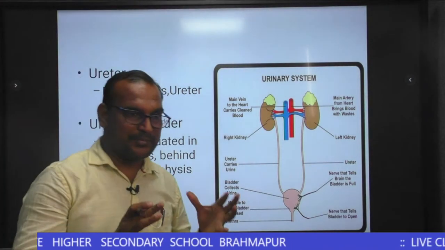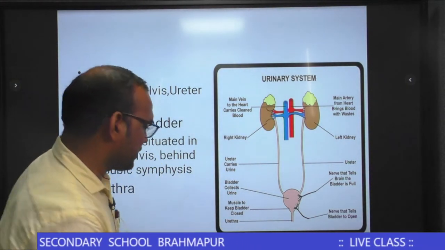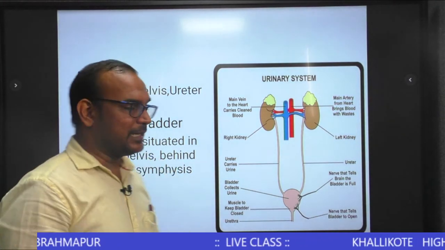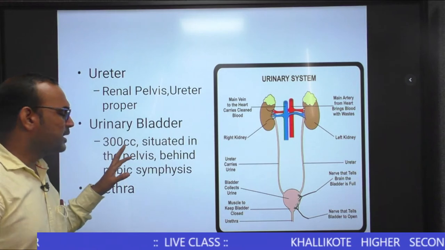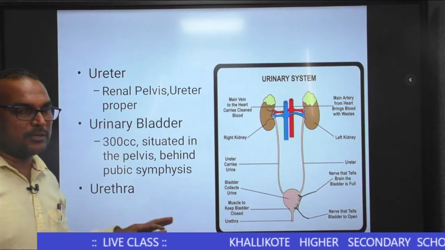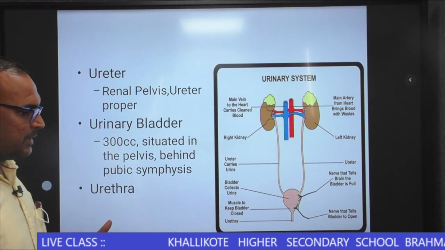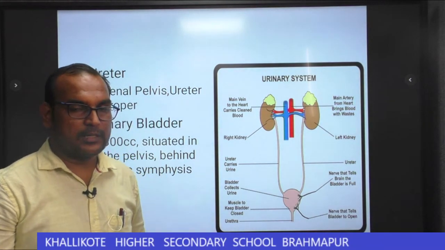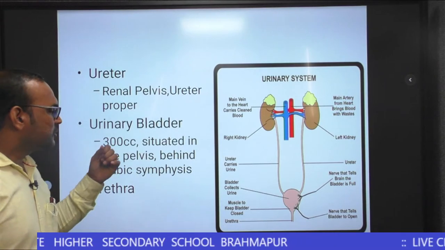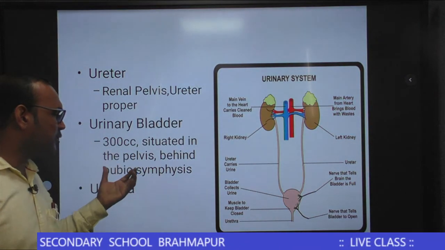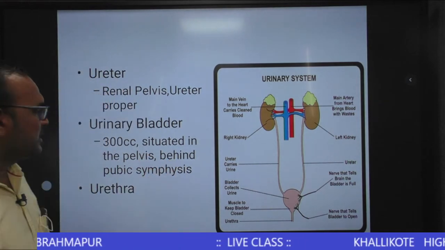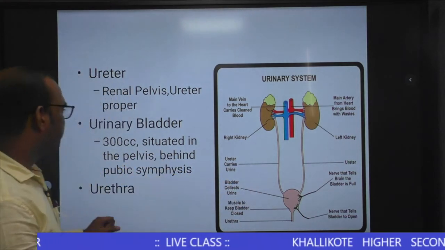It's a membranous, muscular, hollow, bag-like structure which collects urine for a temporary time. It can hold around 300 ml of urine in general, but if required it can contain more. Okay, so that is the thing. And the location of the urinary bladder is behind the pubic symphysis, and this is the position.